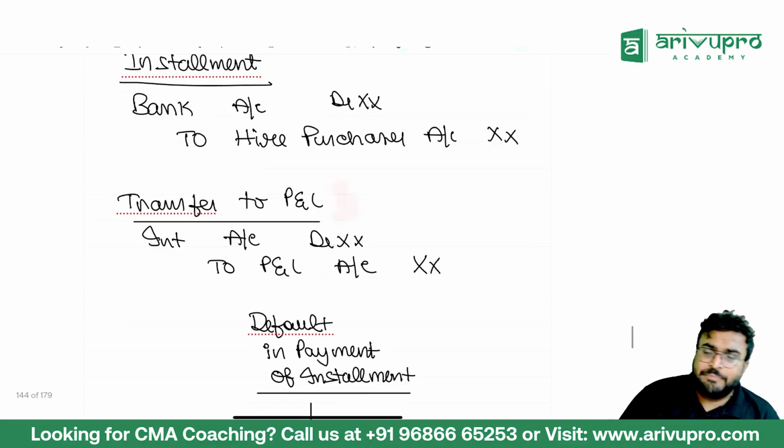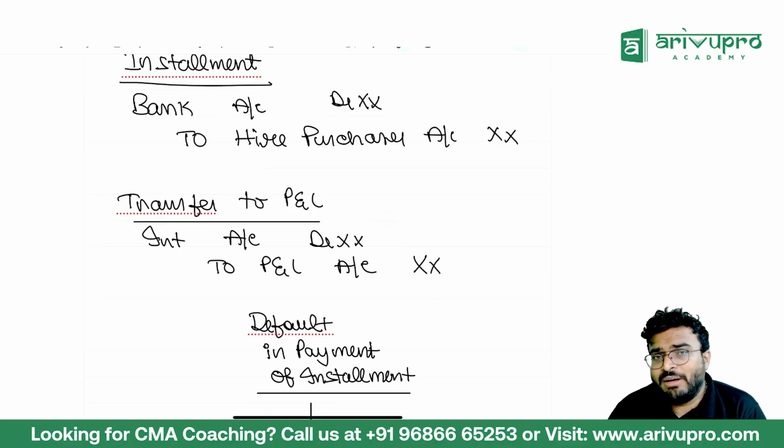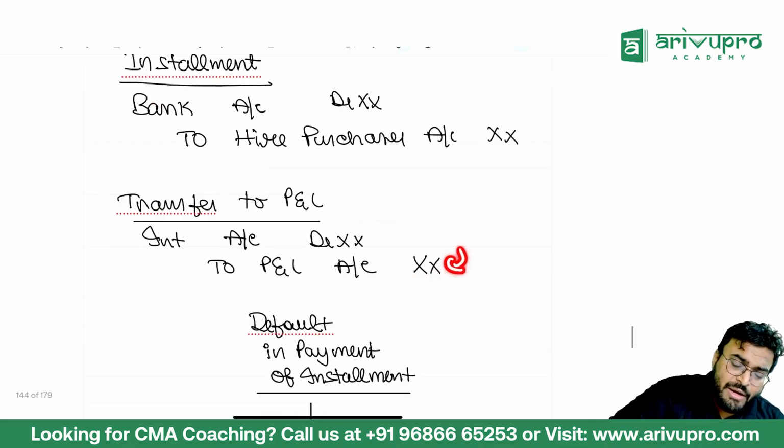Transfer to P&L. Interest account debited to P&L account. It is an income. That's why it is transferred to P&L.